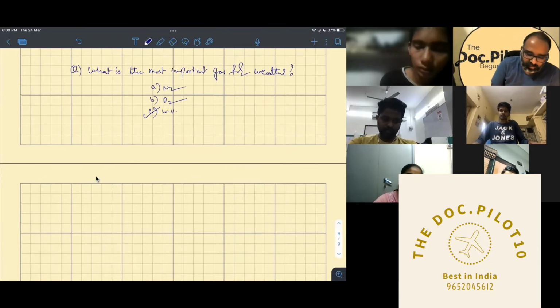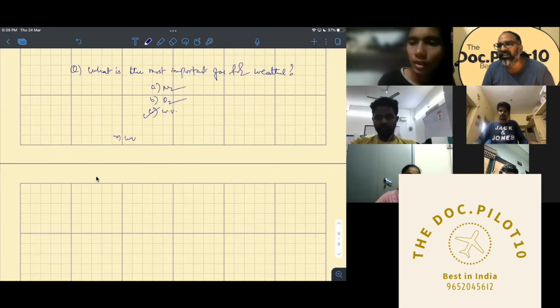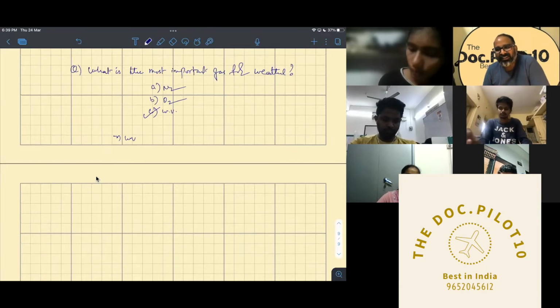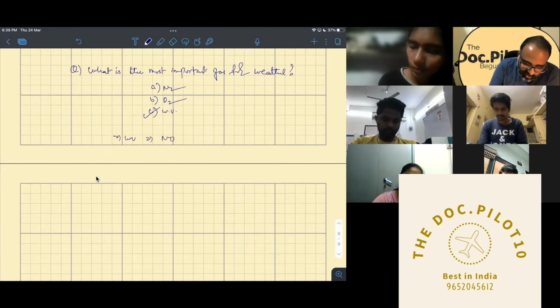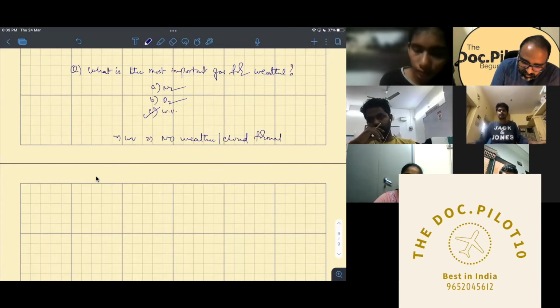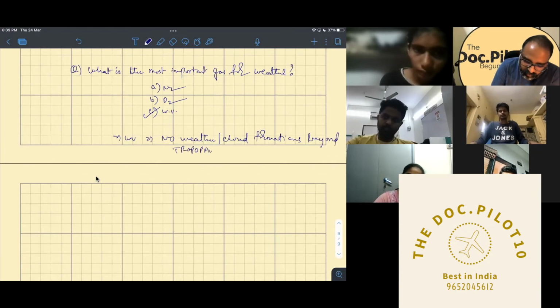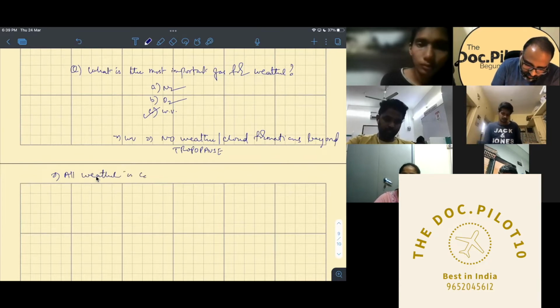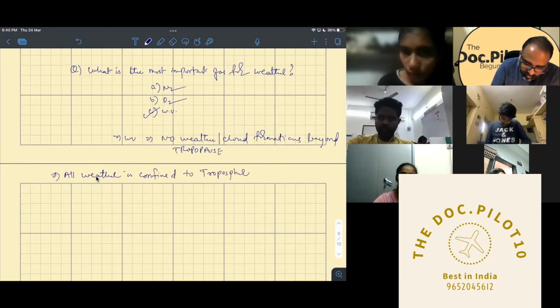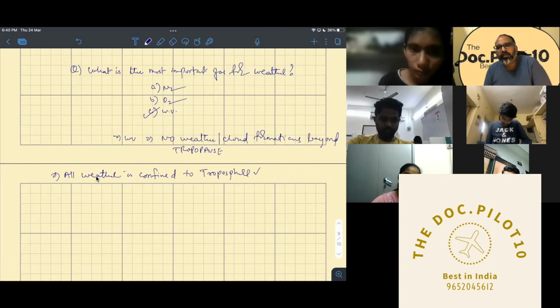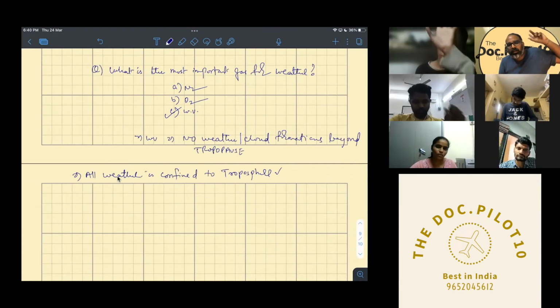Correct. Now, is there any water vapor beyond 30,000 feet? No, sir. Negligible, sir. Okay, no or negligible. Correct. So that is the reason there is no weather or cloud formation beyond the tropopause. Or you can write, all weather is confined to the troposphere. This is a correct statement. How many of you understood this statement? Correct. Next.